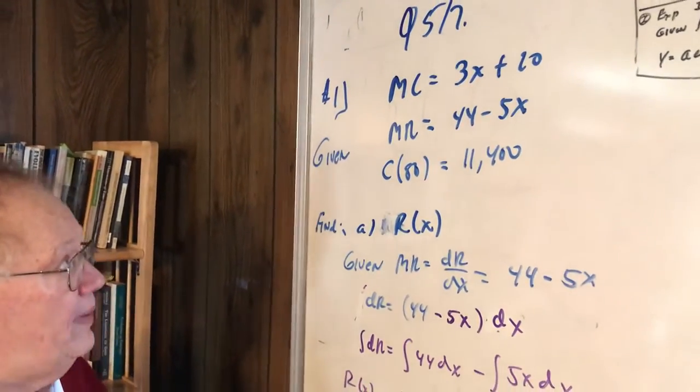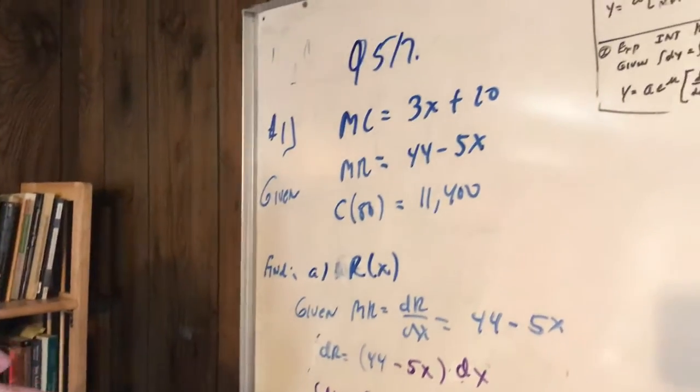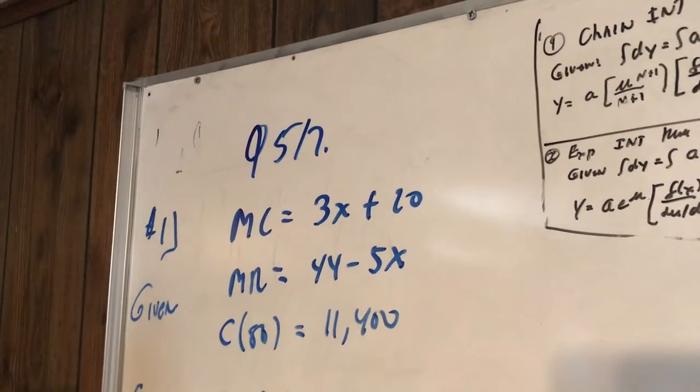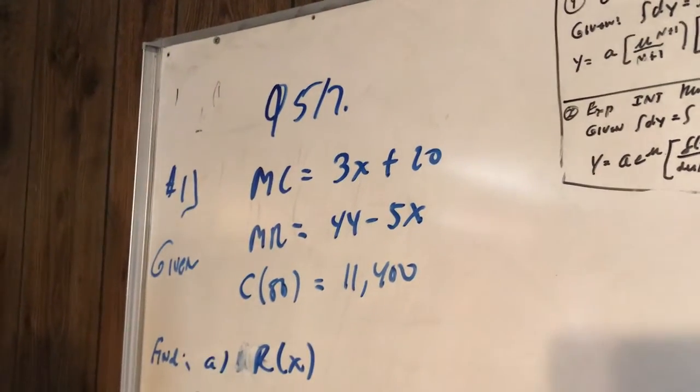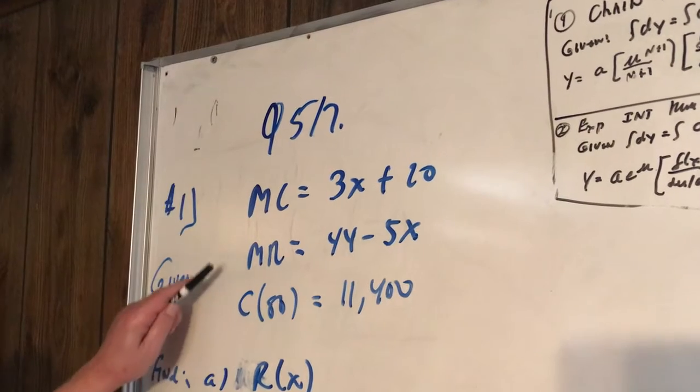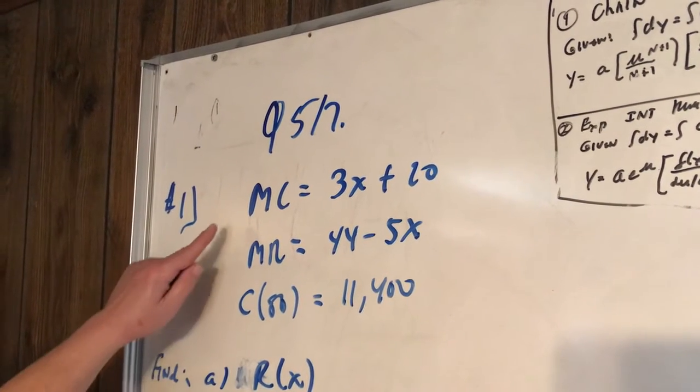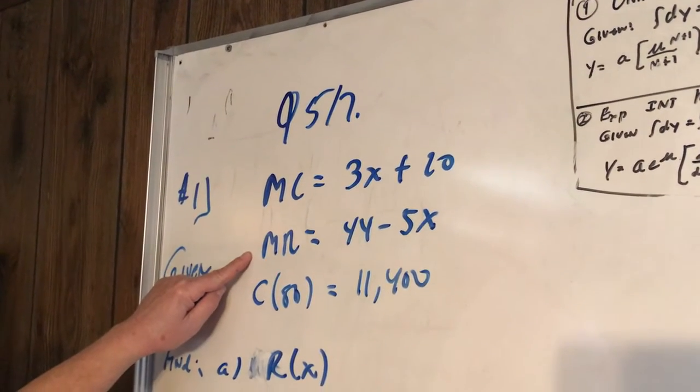Ready? We're back again. We're going to do quiz 5-7, number 1. People have trouble getting the constants. Notice we're now doing integration. We are given the derivative and we're working backward to the function.